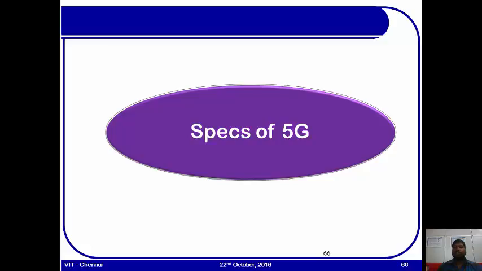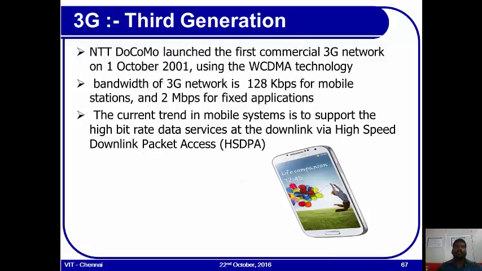Now we are moving on to the specs of 5G. This is going to be complementary technology support for the Internet of Things. We have 3G, which supports 128 kbps when you are moving.